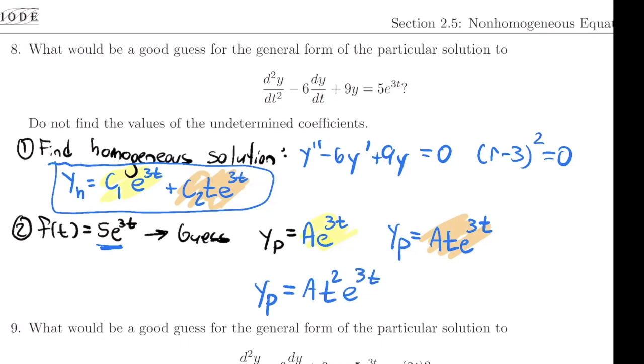And now we can see that this is not the same as either of these terms here because this has an extra power of t. That would be a good guess to go with, that you can then plug into the differential equation and try and solve for a so that you get a 5 in front of the e to the 3t.